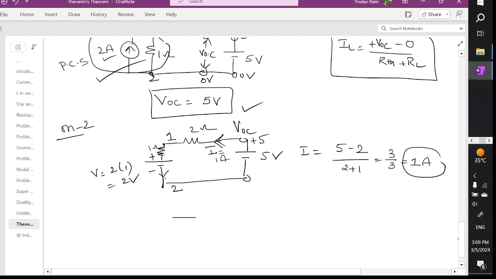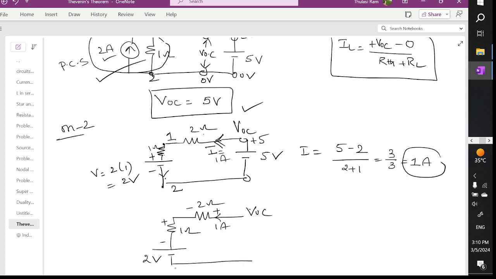This is the VOC you require. The current flowing is 1 ampere, which constitutes a drop of 2 volts. And you have one more resistor here. The current flowing is positive to negative, which constitutes 1 ohm. And again you have a voltage source here, of 2 volts, and you find this VOC. This is the positive terminal and negative terminal. Whenever the current is flowing, it creates a drop.